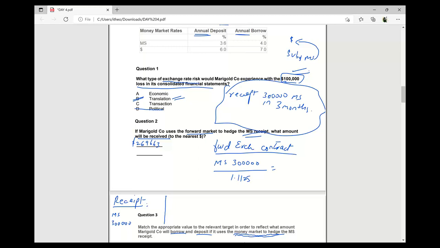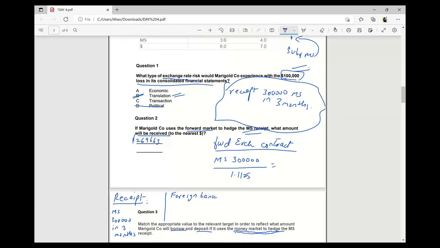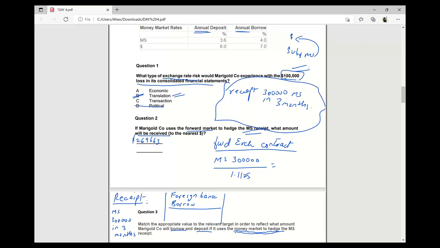Shillings 300,000 will be received in 3 months. Money market hedging under receipt states that whenever you are receiving something, first go to the foreign bank and borrow.